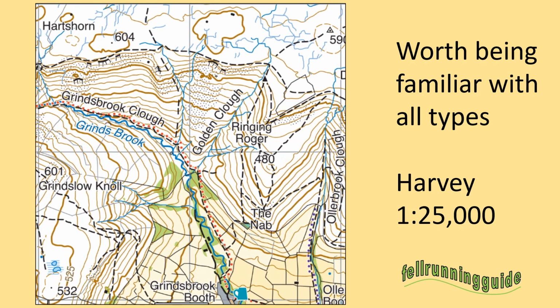It's actually worthwhile becoming familiar with all different types of map, because some of the symbols change depending on which map you use. So for example, this is the Harvey's 1 to 25,000, and this red dot here is a public footpath, public right of way, and these black dashed lines are known paths on the ground. The contour lines on the Harvey map go up in 15-metre intervals, so each one is 15 metres higher or lower than the previous one.